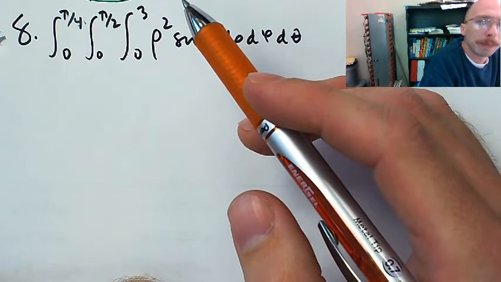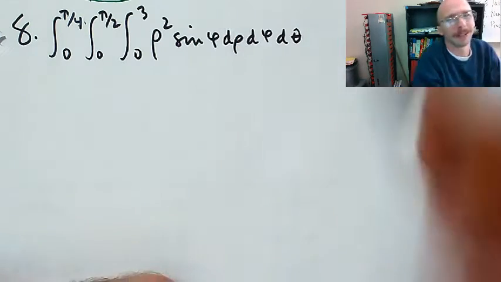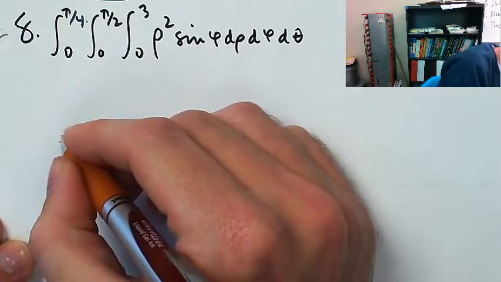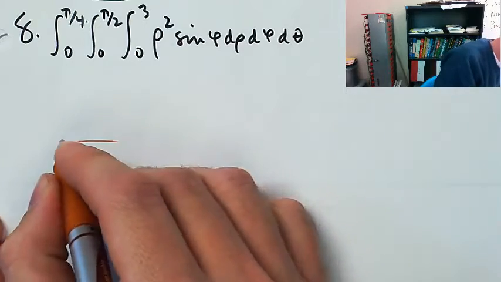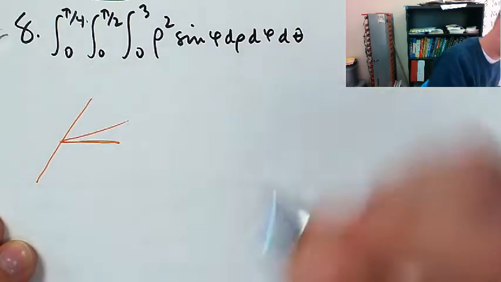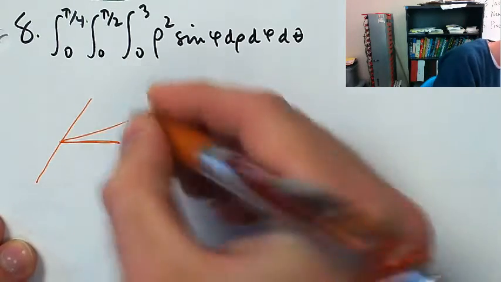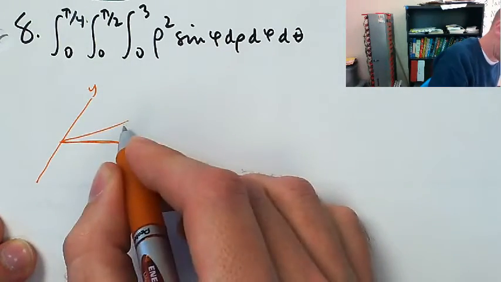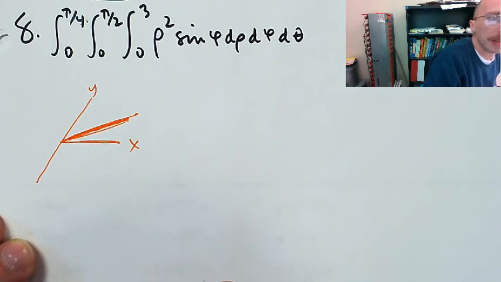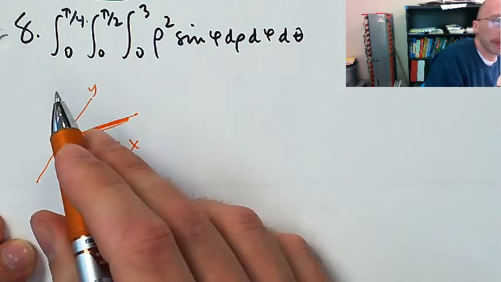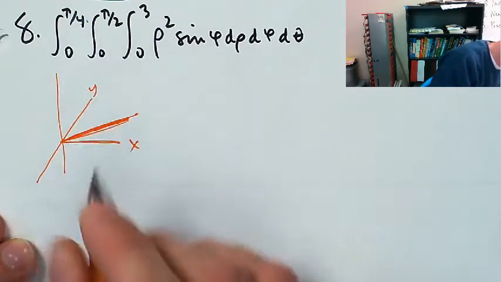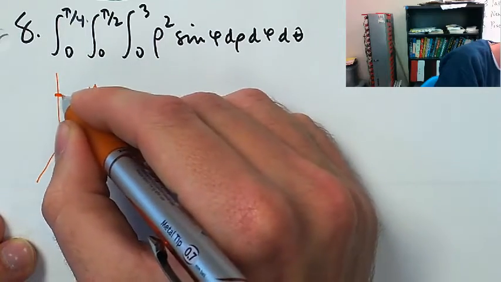It's like part of a bundt cake. I don't know how else to describe it, but I can just see it in my head. So I'm going to draw 0 to pi over 4, but we're going to assume that pi over 4 is about like that, because my y-axis is going to need to come in about there. So this is x, this is y, this is the line y equals x. We're looking for the part of the sphere that sits up above here.